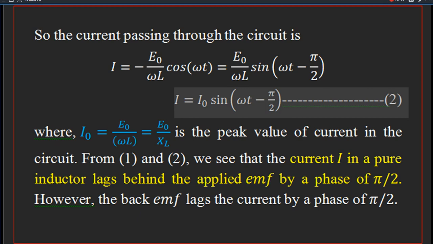So back EMF and applied EMF are out of phase, or they have a phase difference of 180 degrees or pi. Therefore, back EMF lags the current by a phase of pi by 2, but applied EMF leads the current by a phase of pi by 2, so that the phase difference between applied and back EMF is pi. The important point is the applied EMF and the resulting current: when we discuss the phase difference, we see that the current is lagging by a phase of pi by 2 behind the applied EMF.